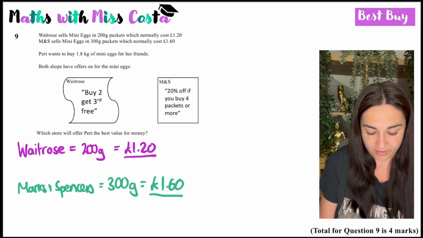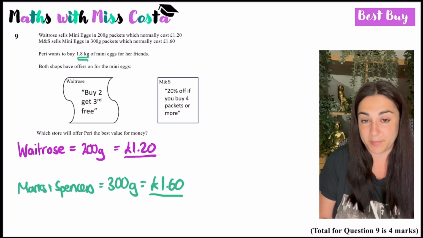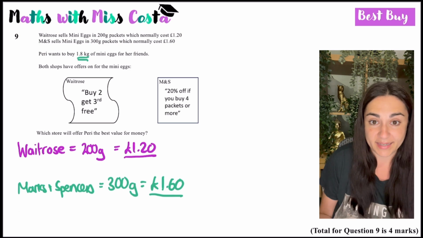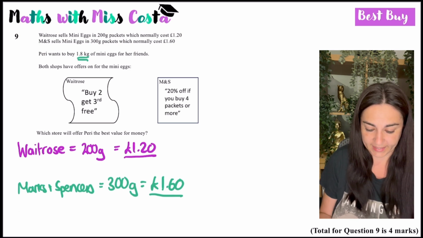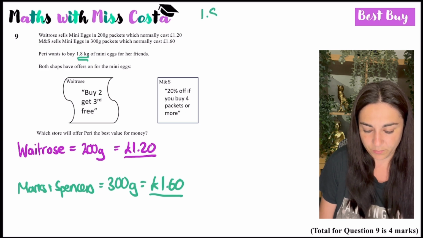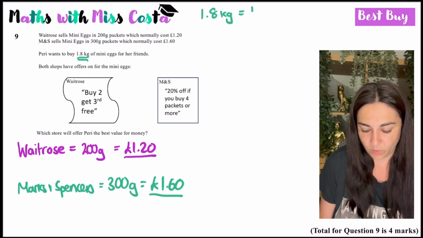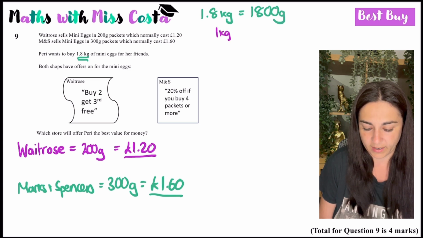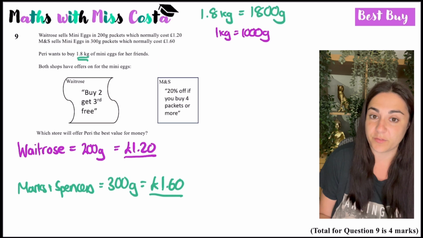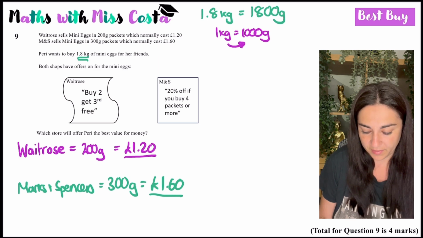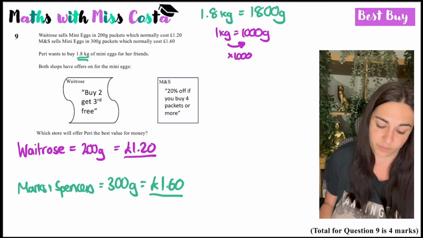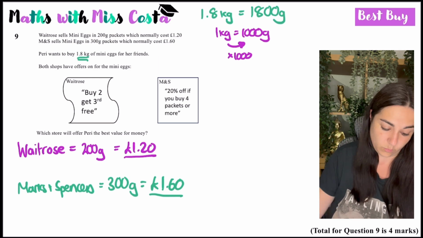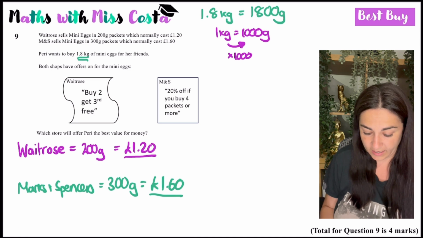So I know that Perry wants to buy 1.8 kilograms of mini eggs for her friend. So that's what she wants. So what I need to do is figure out how many packs that's going to be in Waitrose and how many packs that's going to be in Marks and Spencer's. So 1.8 kilograms is 1,800 grams. If you've forgotten, then 1 kilogram is equal to 1,000 grams. So to go from kilograms to grams, you multiply by 1,000, and to go from grams to kilograms, you divide by 1,000. But 1.8 kilograms is equivalent to 1,800 grams.